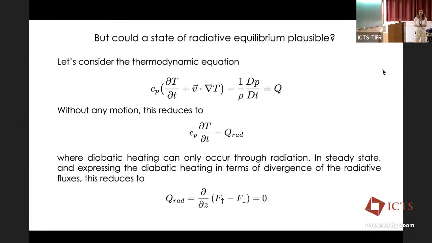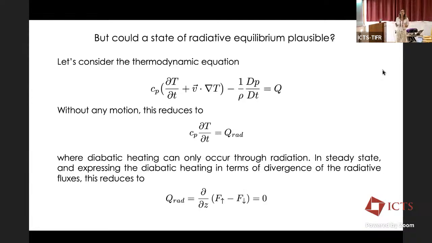But here, I really want to ask the question: could a state of radiative equilibrium be a plausible state for our atmosphere? I think the first lecture this morning, or maybe the second, introduced radiative and radiative-convective equilibrium. We'll go quickly here. But the first question is, could radiative or radiative-convective equilibrium be a plausible state for our atmosphere? And so let's start by considering the thermodynamic equation. This is just the first law of thermodynamics.